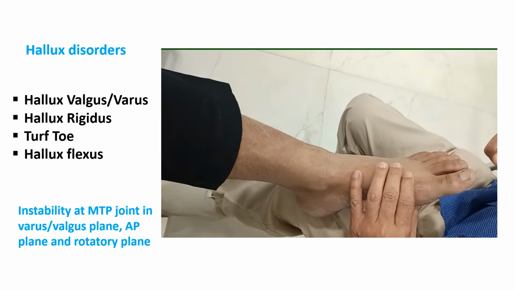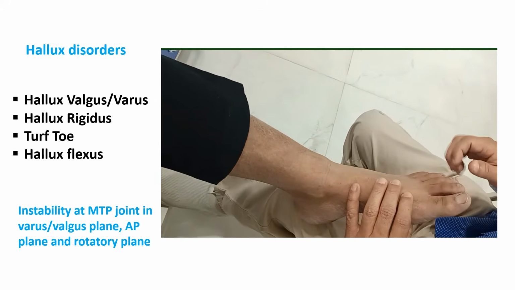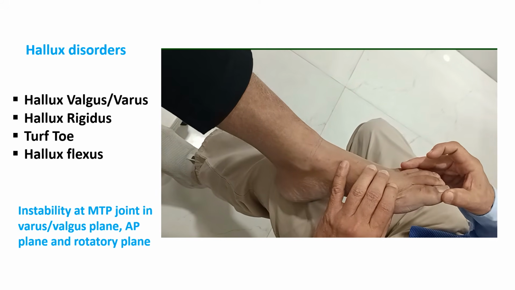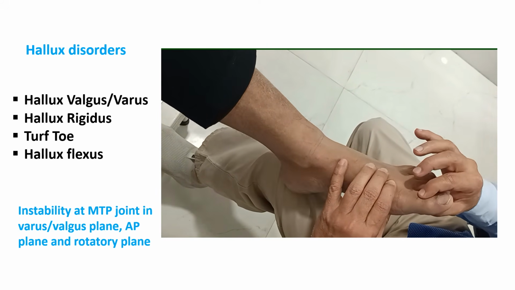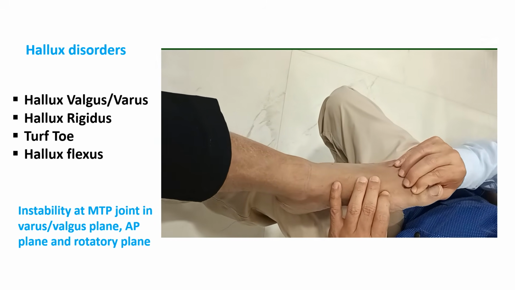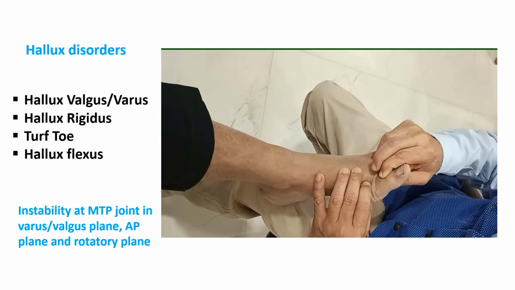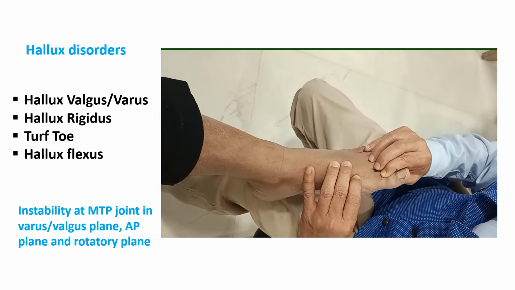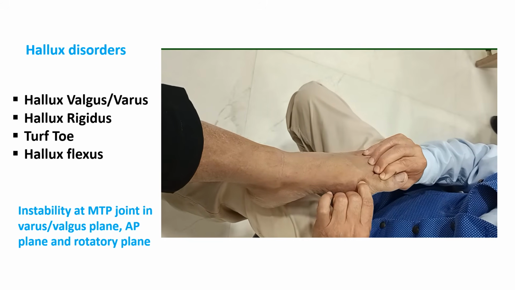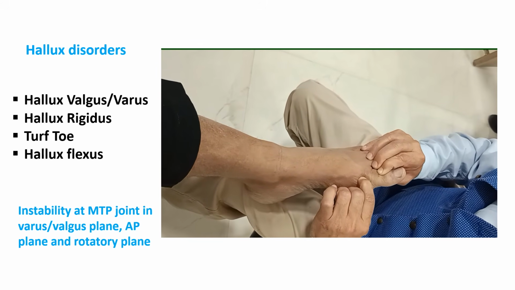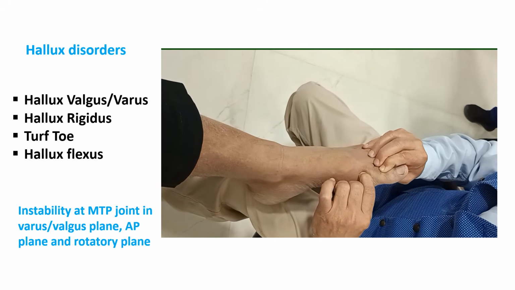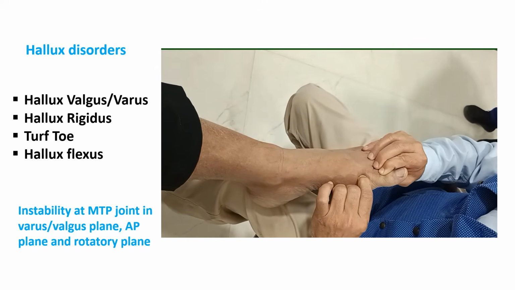Now I am going to demonstrate the test for hallux disorders, and we know the most common hallux disorders are the hallux valgus, hallux varus and hallux rigidus. In the hallux rigidus there is a painful range of movement, particularly the dorsiflexion, and you may have a tenderness near the metatarsal head, which is suggestive of an osteophyte which is common in the hallux rigidus.